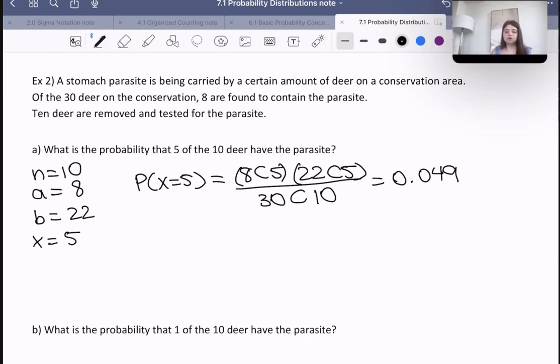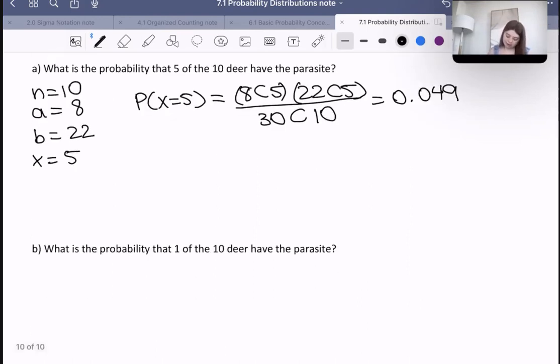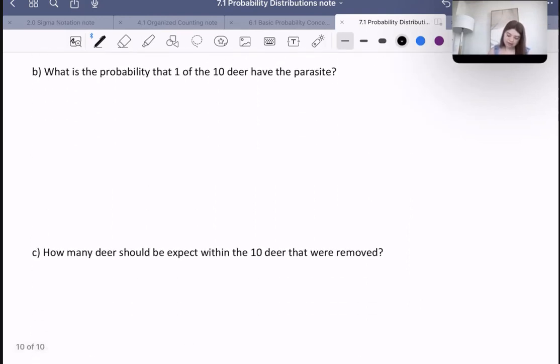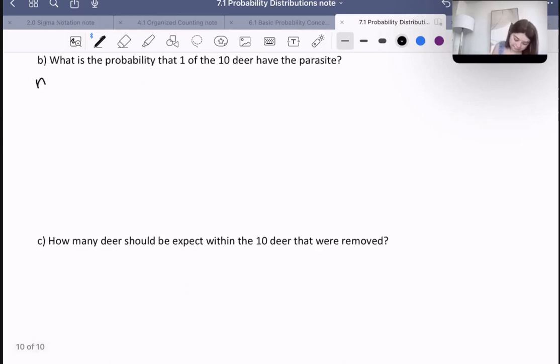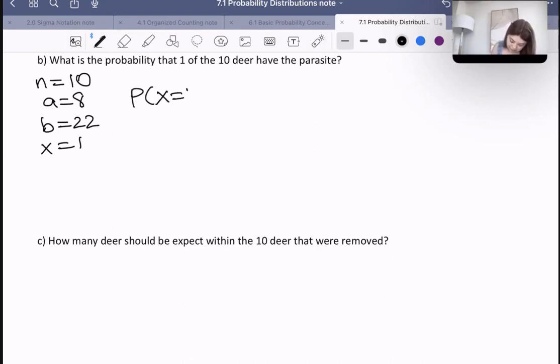Next, we're wondering, what is the probability that 1 of the 10 deer have the parasite? Well, let's see. In this case, all our numbers are the same, except that X is going to be equal to 1, right? Because this time we're calculating for just one success, just one parasite-ridden deer, right? So in this case, we're going to do 8 choose 1. We want to figure out how many ways there are to choose one of the 8 deer with a parasite.